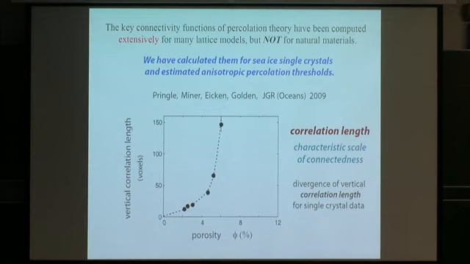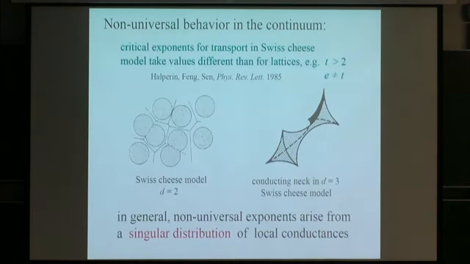you can't just turn a knob and change the porosity of the rock with the air phase. But in sea ice, you can just slightly change the temperature and you can go through all these things. And so this is the only real data that I know of. There are, of course, hundreds of numerical papers, but okay. Now, in the continuum, you can have non-universal behavior. In other words, the exponents are not their universal lattice values.